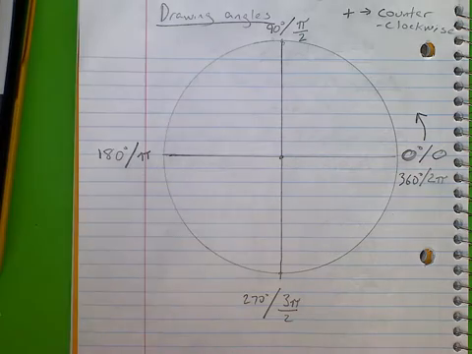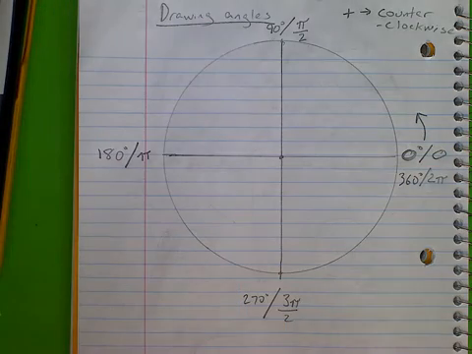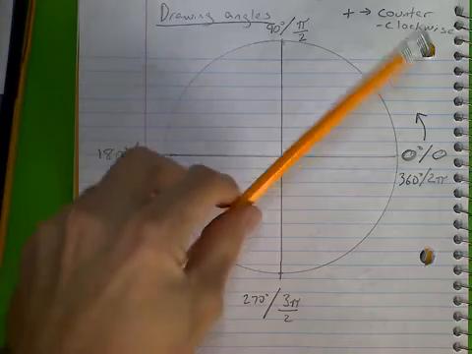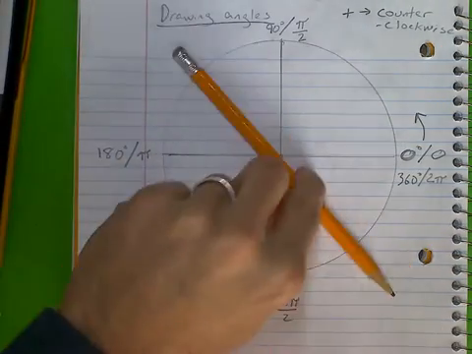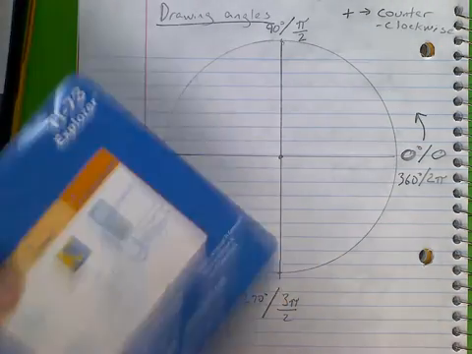Now, we can actually narrow this down a little bit more. And to do that, we're going to cut each of these quadrants in half. And we're just going to eyeball it here.